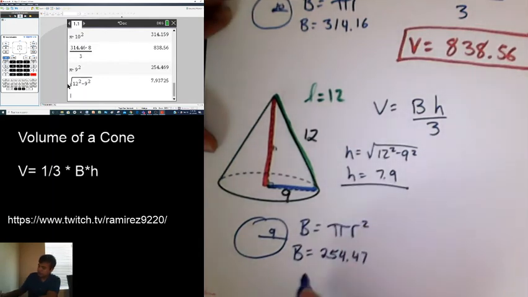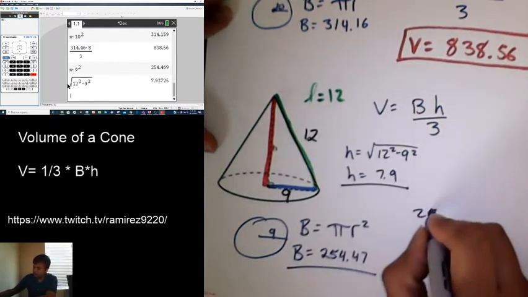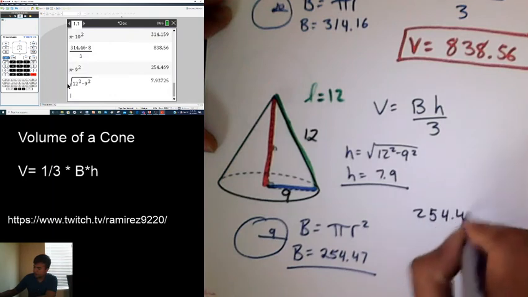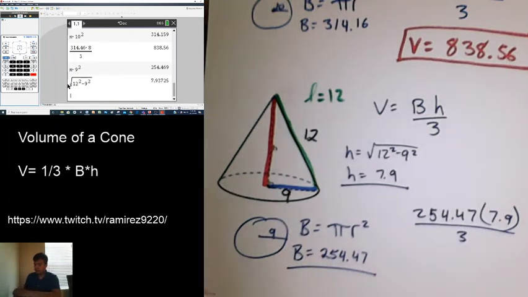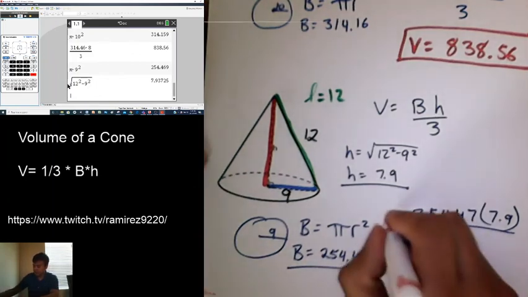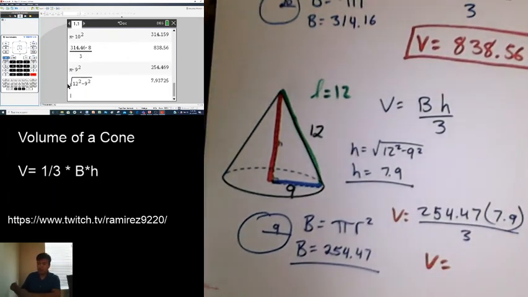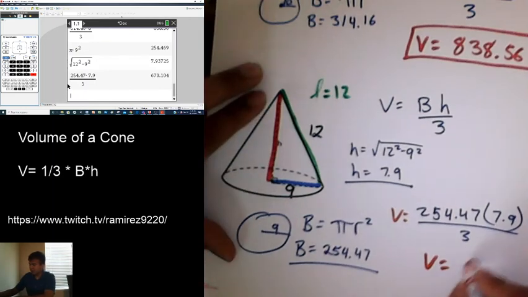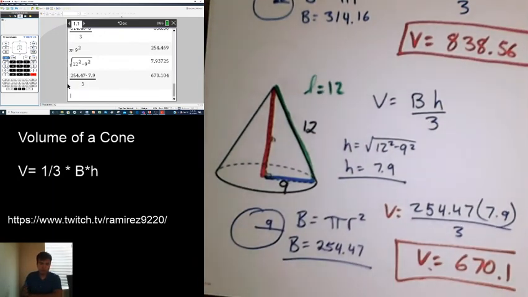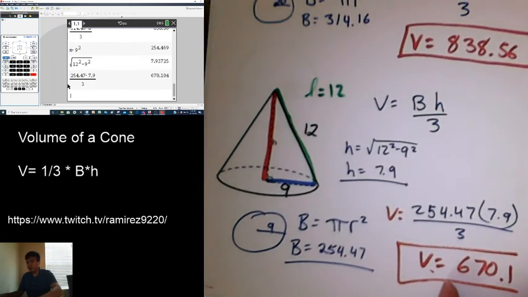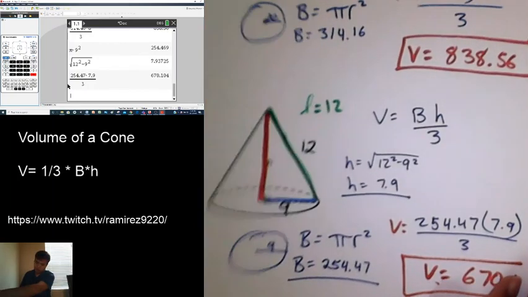So we know our height, we know our base. We're just going to multiply them, and we're going to divide by 3 because that's what the volume formula tells us to do. So my volume is 254.47 times 7.9 divided by 3. My volume is 670.1. And again, units cubed. I didn't put any units here, but if there were inches, this would be inches cubed. Very important that you keep in mind that they are units cubed.